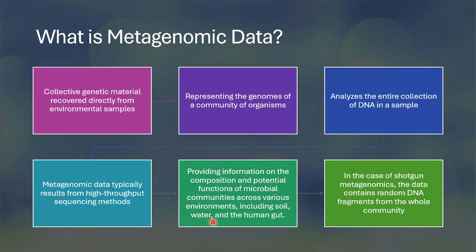And in this video, we are going to talk about the data that we've been collecting from shotgun metagenomic sequencing. In the case of shotgun metagenomics, the data contains random DNA fragments from the whole community, which can be assembled and analyzed to identify species, genes, and metabolic pathways, and also functional potentials.